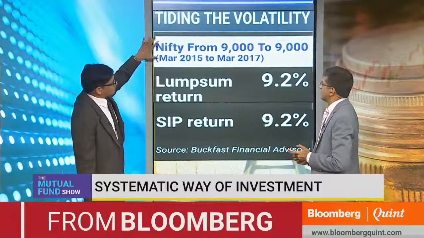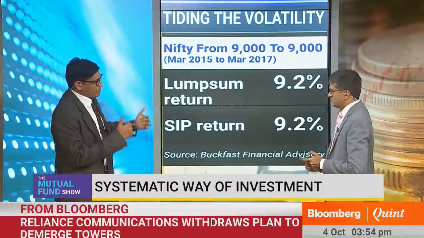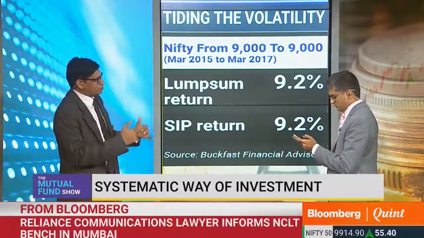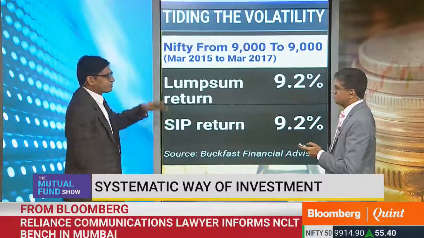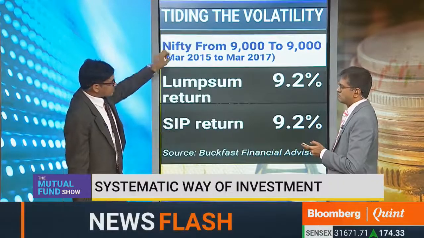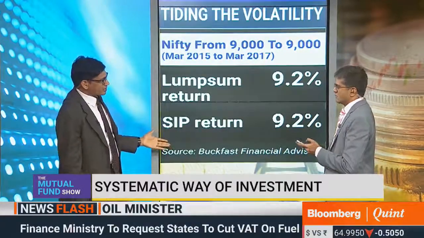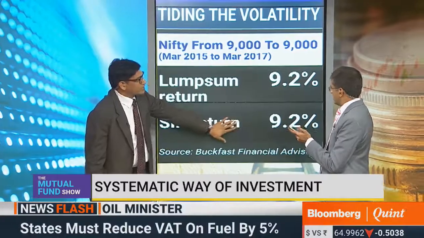Because when the Nifty was 9,000, you invested a fixed amount of money. Then Nifty went down to 8,500, 8,200, 7,800, 7,500. So you participated at various levels. So the average cost of buy for you was not 9,000. It was perhaps 8,200. And that is the reason you got 9% annualized return.